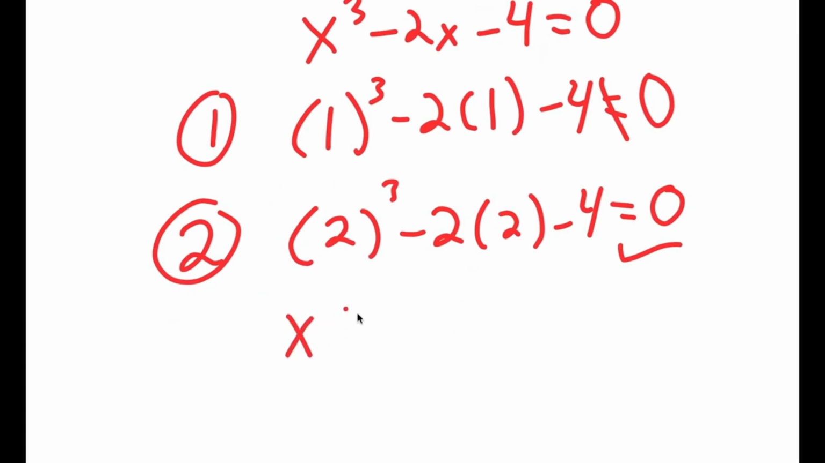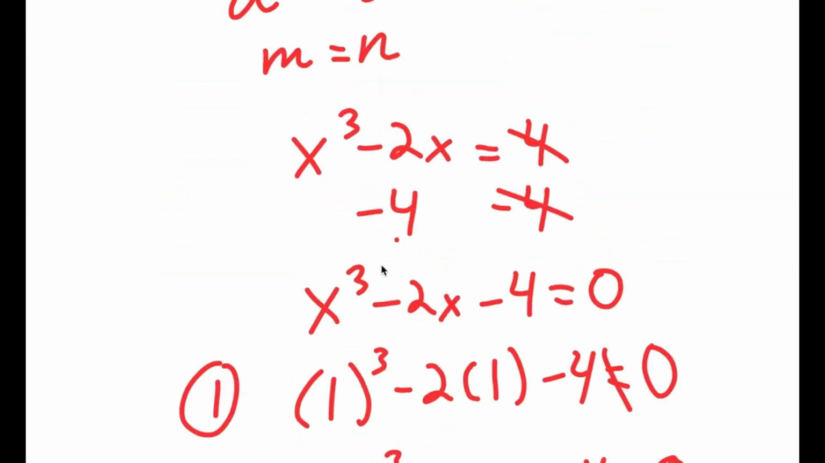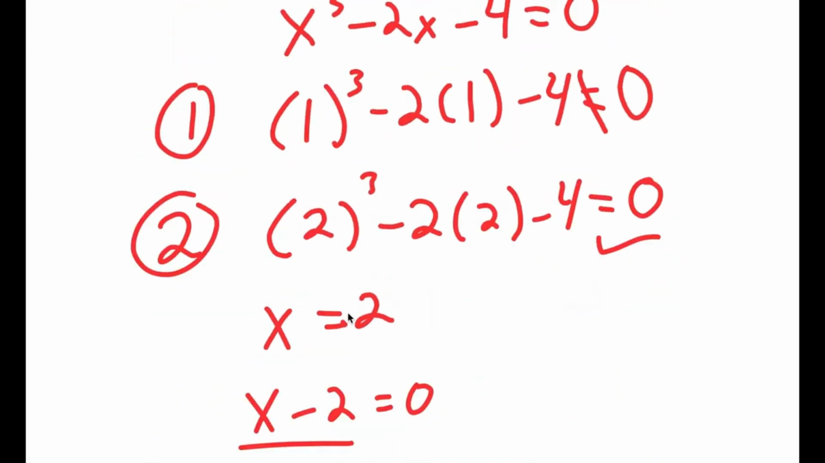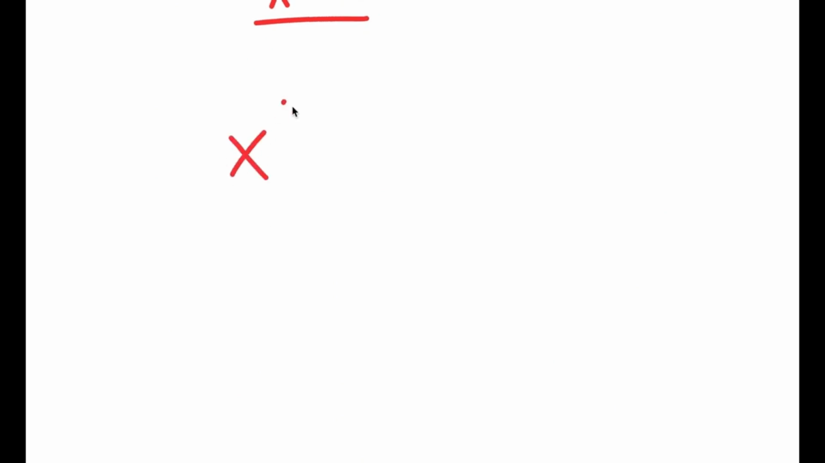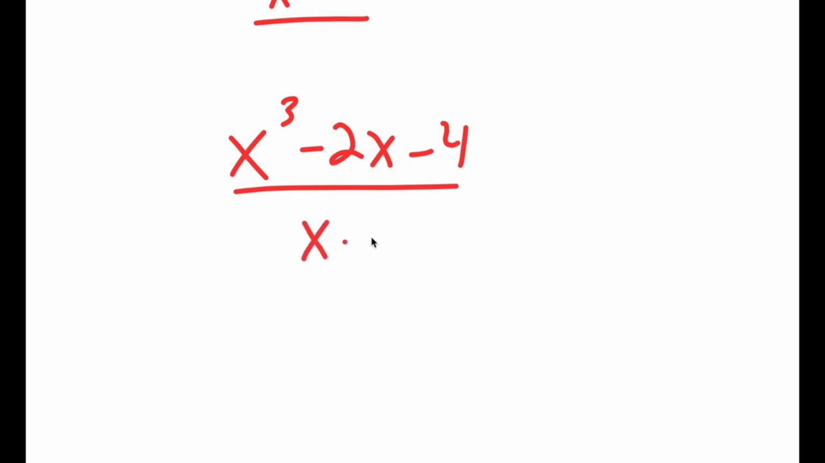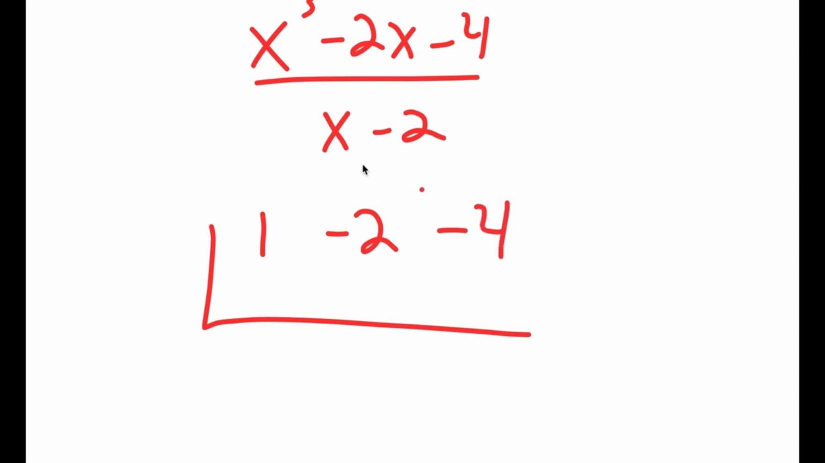To be more precise, x equals 2 is a solution, meaning x minus 2 is equal to 0. So now what we're going to do is divide x to the power of 3 minus 2x minus 4 by x minus 2. So I get x to the power of 3 minus 2x minus 4 over x minus 2. And to solve this, we're going to have to use synthetic division, and if you guys don't know what that is, I would recommend watching a YouTube video on it. So the coefficients of our numerator are 1, -2, and -4, and then we have a 2 over here.